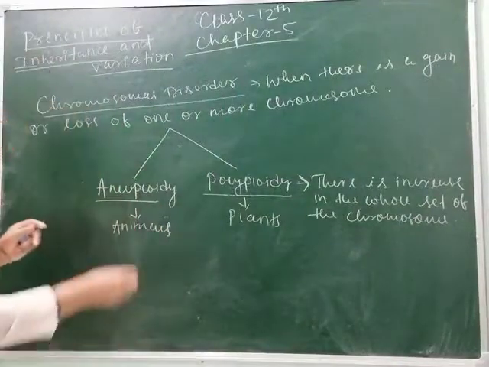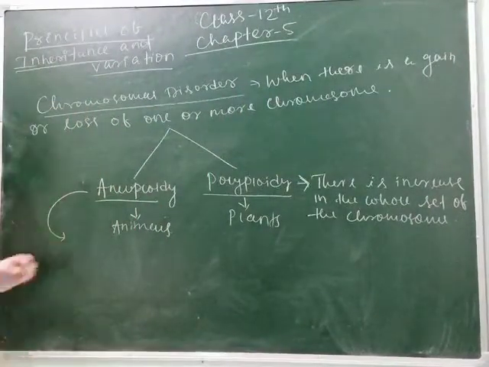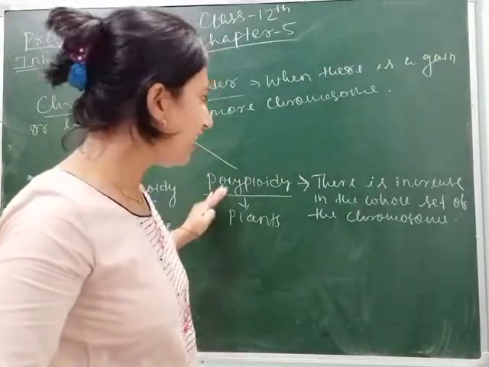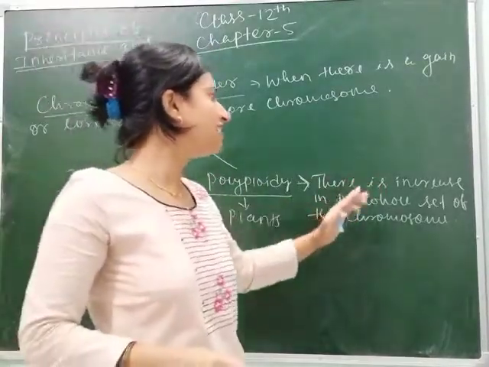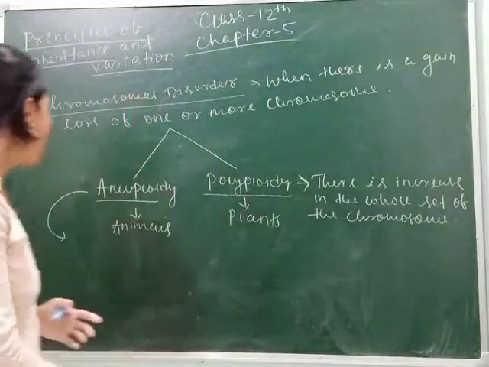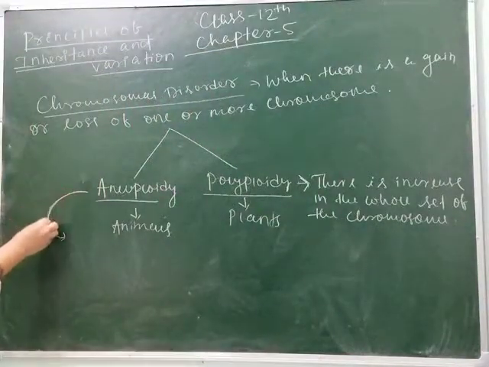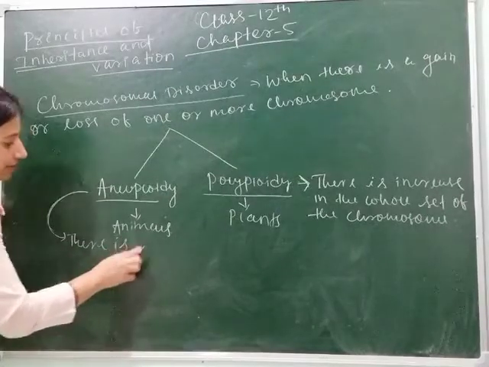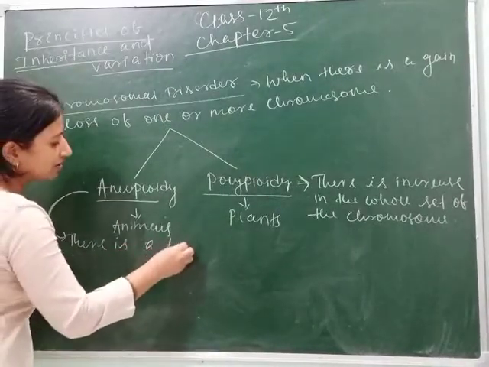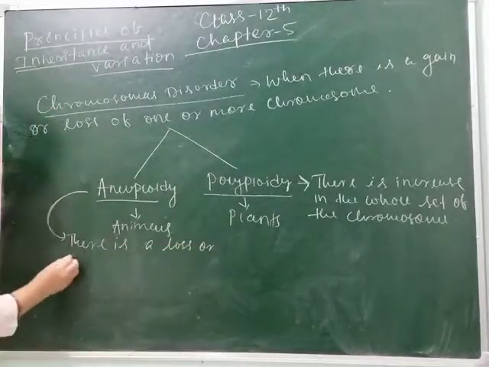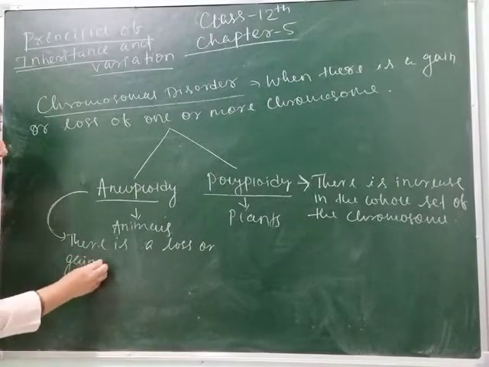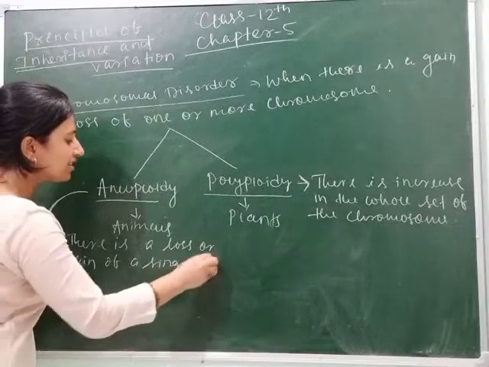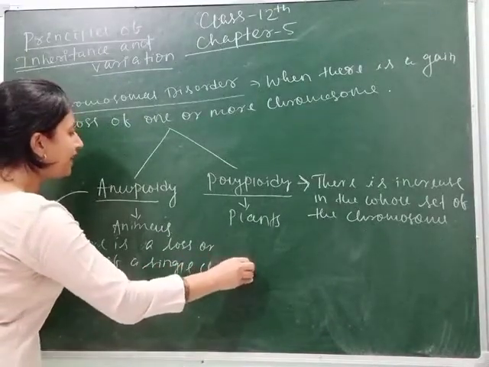This is polyploidy, which is seen in plants, and in this case there is an increase in the whole set of chromosomes, whereas in aneuploidy there is a loss or gain of a single chromosome. This is the main difference between aneuploidy and polyploidy.